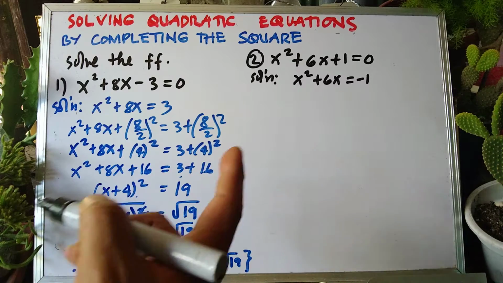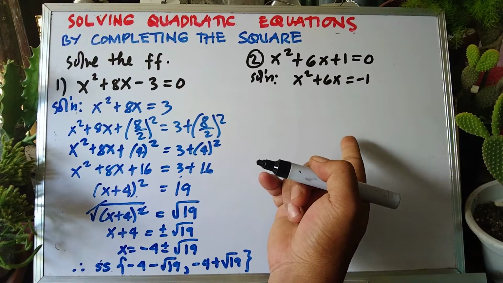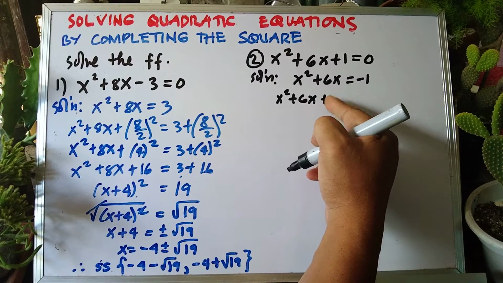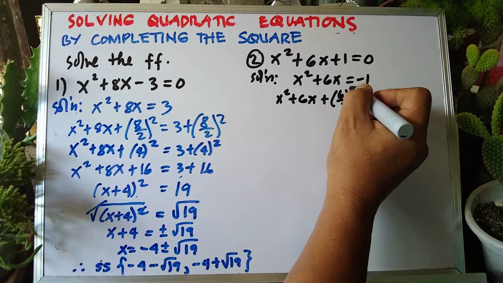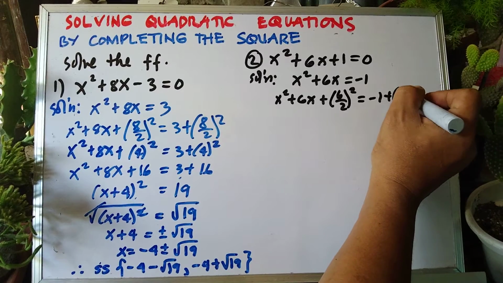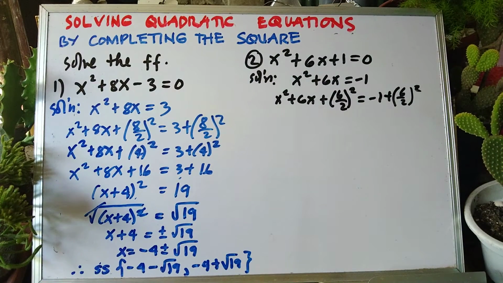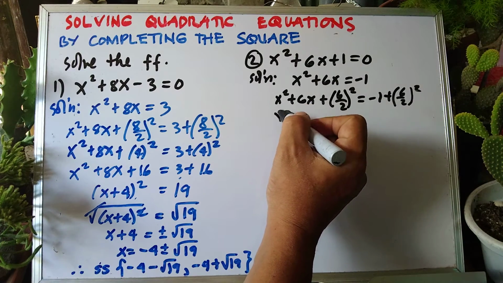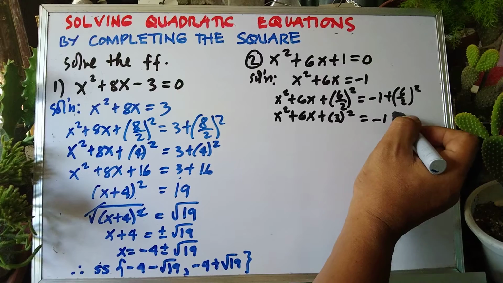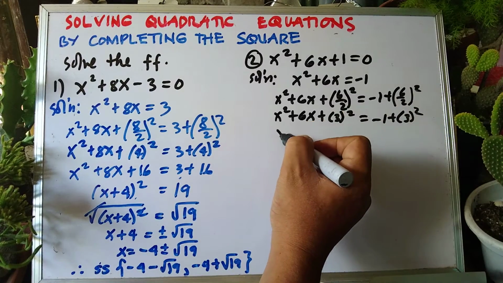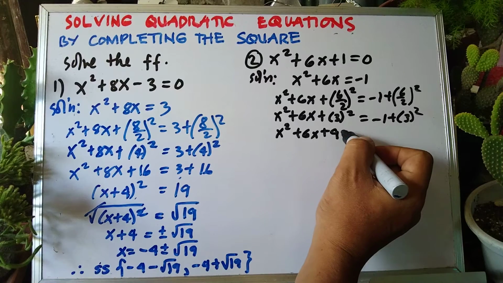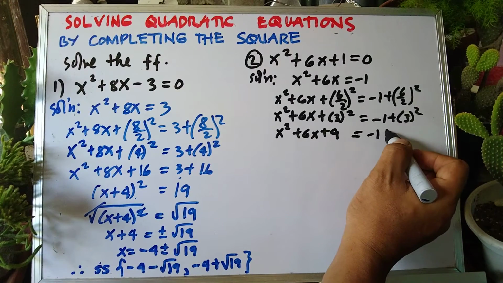Okay? Then what's next? We add the square of 1/2 of the coefficient of x. So you have x squared plus 6x plus, the coefficient of x is 6. So you have 6 over 2 squared is equal to negative 1 plus... Kung ano yung na-add natin dito sa left side, i-add din natin doon sa right side. 6 over 2 squared. Okay? So, let's continue. You have x squared plus 6x plus, what is 6 divided by 2? You have 3 squared. That is negative 1 plus 3 squared. So, simplify further. x squared plus 6x plus, what is 3 squared? 9. You have negative 1 plus 9.